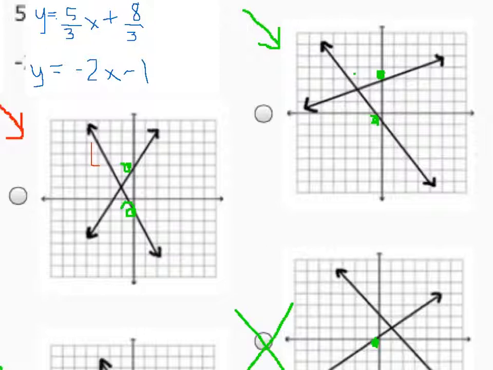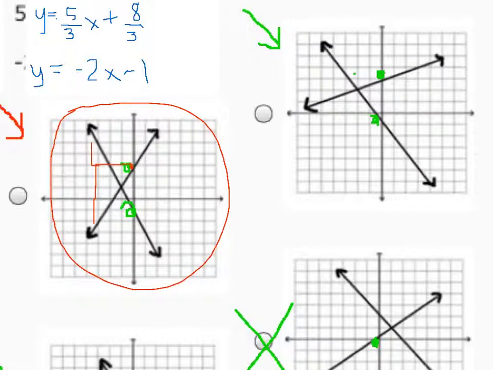Now we want to look at the line that has the y-intercept of 8/3, and it must go, as it rises 5, over 3. So we go 1, 2, 3, 4, 5, and over 1, 2, 3. So this is a possible solution.